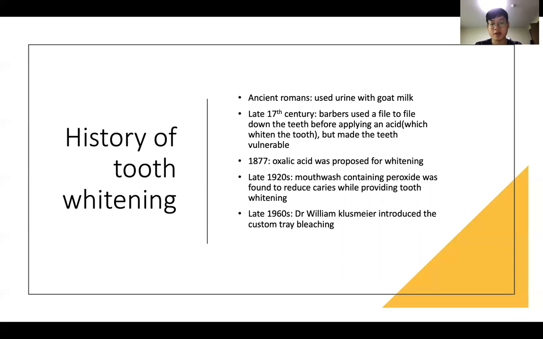And in 1877, oxalic acid was proposed for tooth whitening. And in the 1920s, mouthwash containing peroxide was found to reduce caries while providing tooth whitening. And in the late 1960s, Dr. William Klusmeier introduced custom tray bleaching.